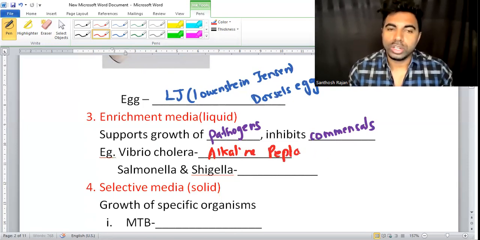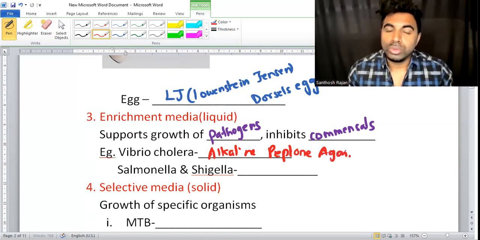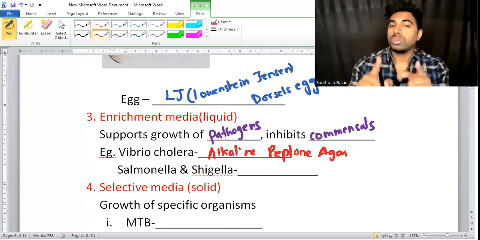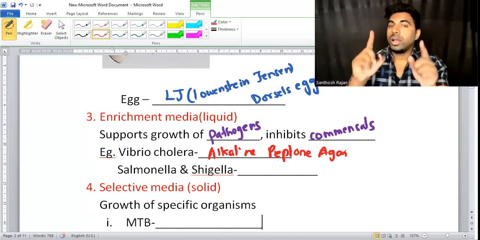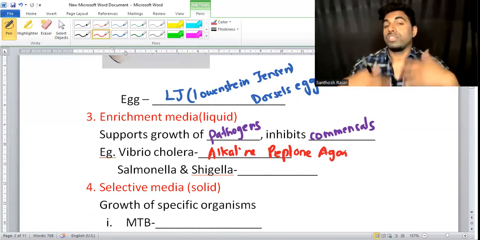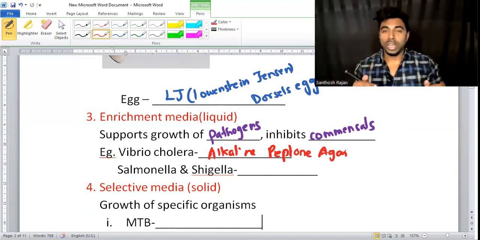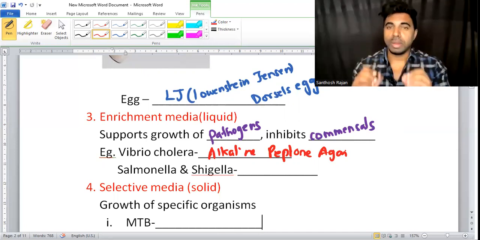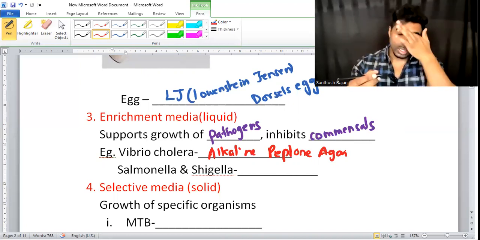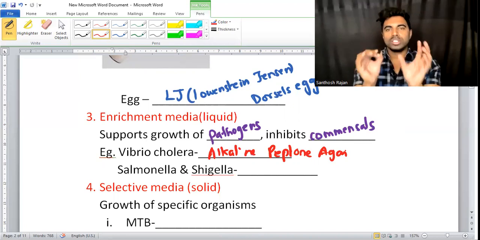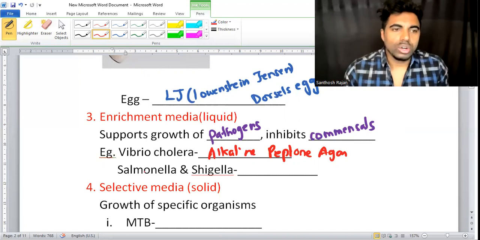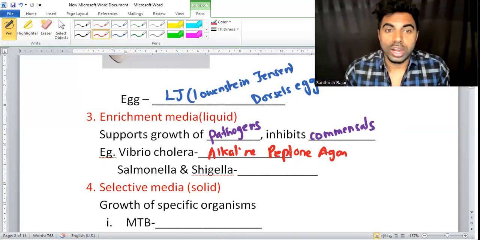Even if you forget alkaline peptone water in the options, please remember one of the main predisposing factors for cholera. Patients who are taking what? Antacids. When you take antacid, the acidity of the stomach goes down, meaning a more alkaline environment. When there's a more alkaline environment, you're going to get Vibrio cholerae. Only 10 to 100 bacteria are enough to cause a severe disease. I mean to say that for Vibrio cholerae, the alkaline environment is an important factor. That's what I want to stress here. So for Vibrio cholerae, alkaline peptone water.